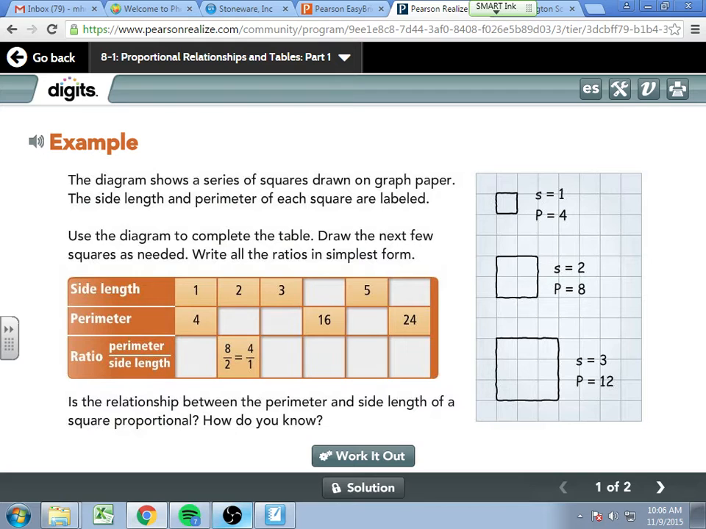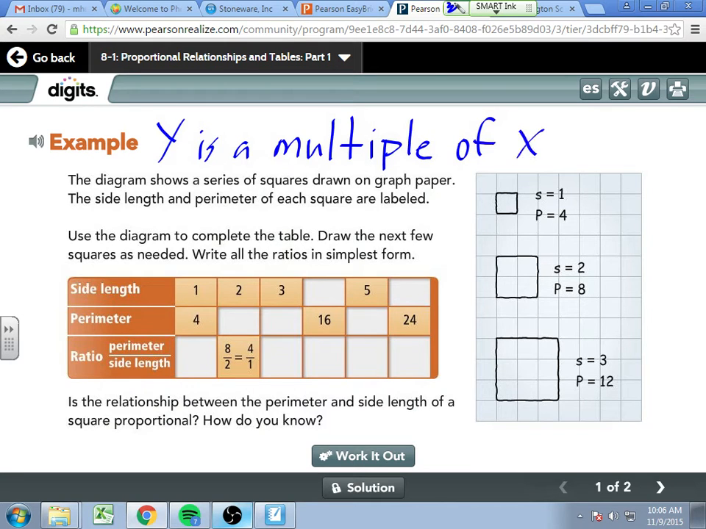Karen? Yeah, so you can either say multiple or constant multiple. So y is a multiple of x. Another way that we call this is direct variation, when 2 quantities vary directly.